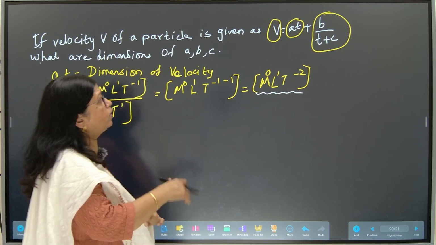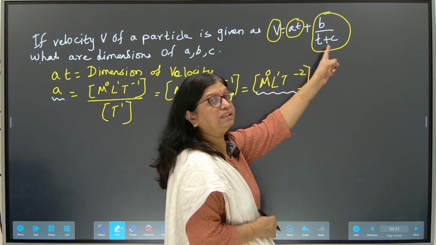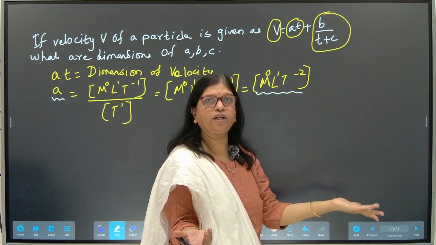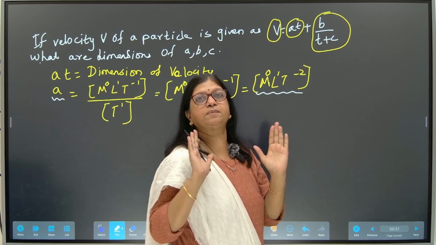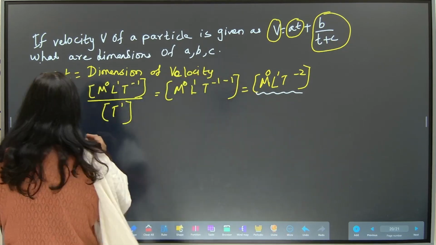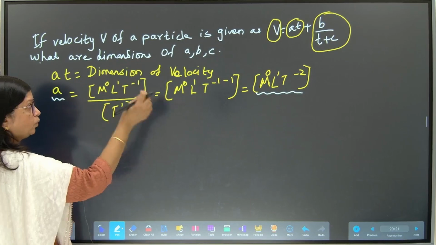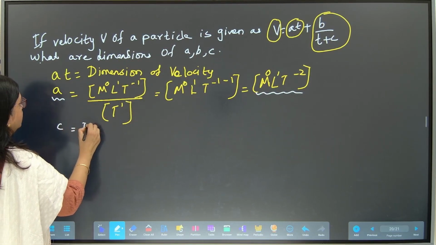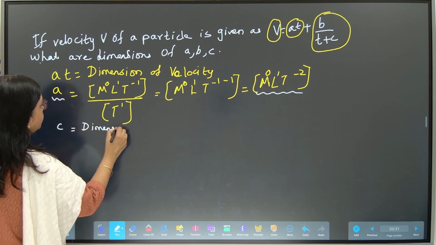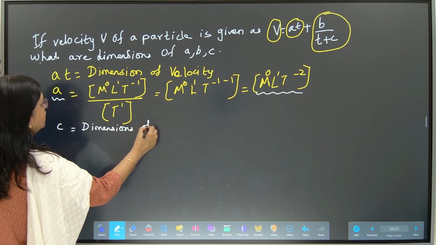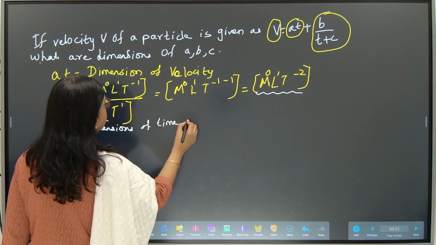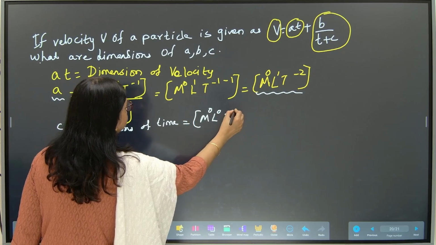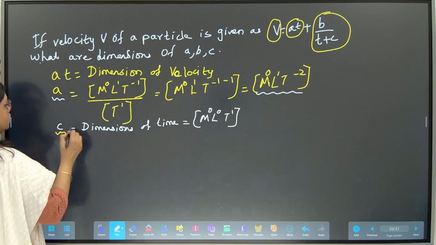Now before going to this full term, T is added to C. So if this is time, then C is also time, according to the principle of homogeneity. So what is my C first? There is no need of following the sequence. Whatever you get, you must do first. Correct? So C should have dimensions of time. So what are the dimensions of time? M raised to 0, L raised to 0, T raised to 1. We are ready with C also.